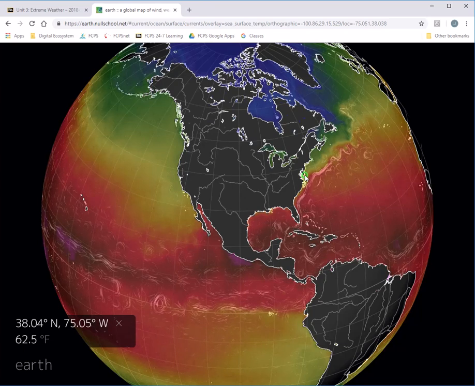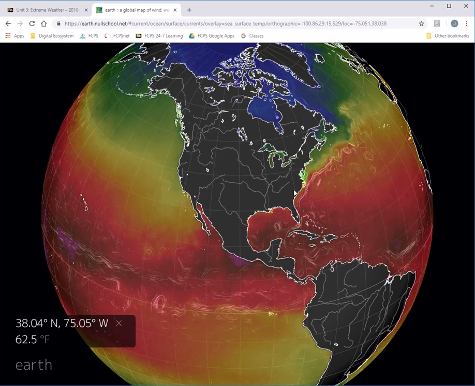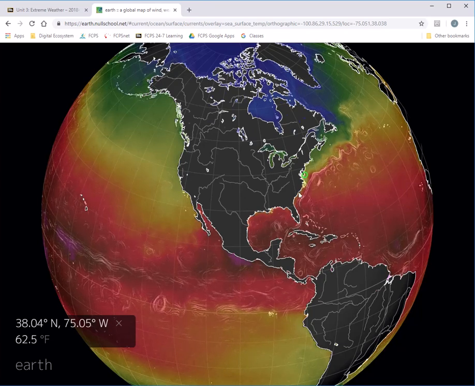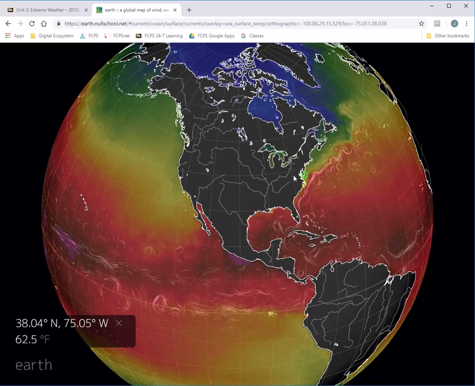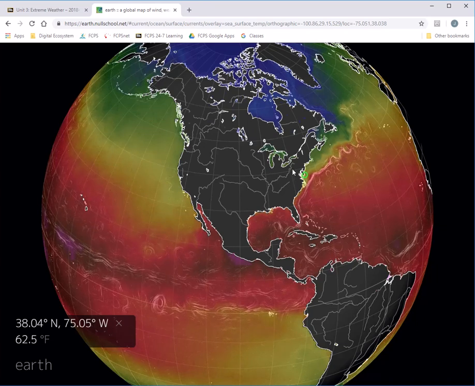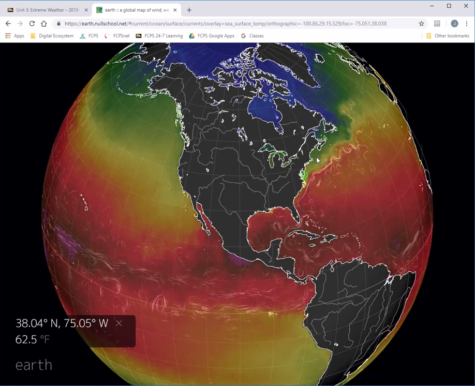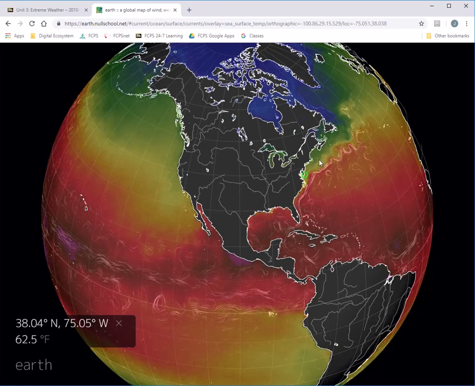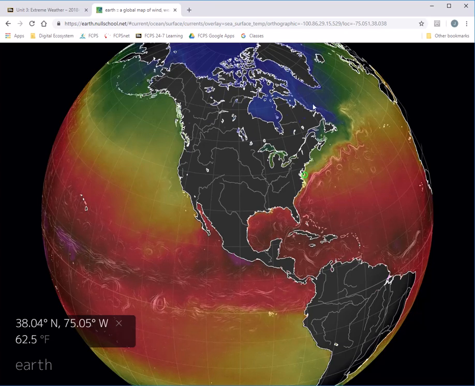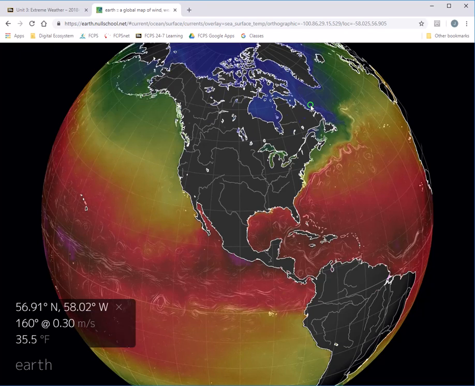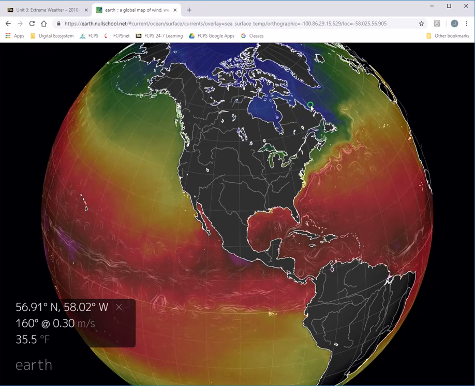Here we are off the coast of Virginia, 62, much colder. So you can see why the climate changes suddenly from the tropical area down here to the more moderate mid-latitude Virginia climate, because we have the influence of a cooler current. Up here off the coast of Canada, the water is only 35 degrees. It's a big difference.